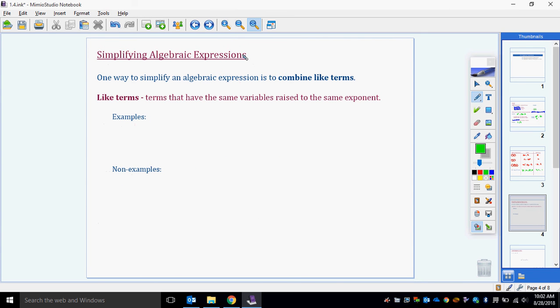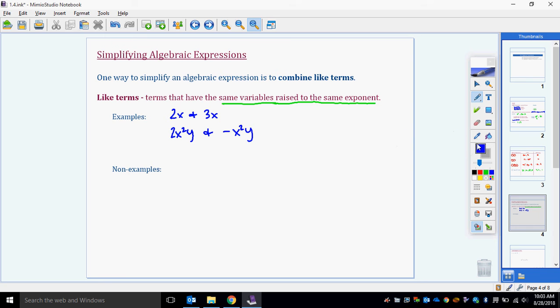Okay, now simplifying these algebraic expressions. One way to simplify is to combine like terms. Like terms are terms that have the same variables and they have to be raised to the same exponent, those variables. So let's start by listing some examples because it can get kind of complicated. Obviously, we know that 2x and 3x are like terms. Okay, but what happens if I have something like 2x squared y as a term, and I have -x squared y?